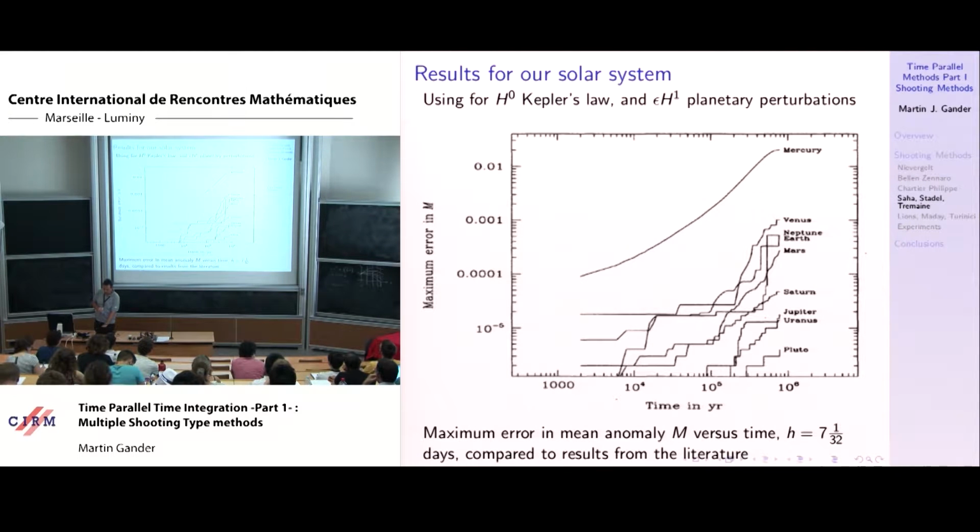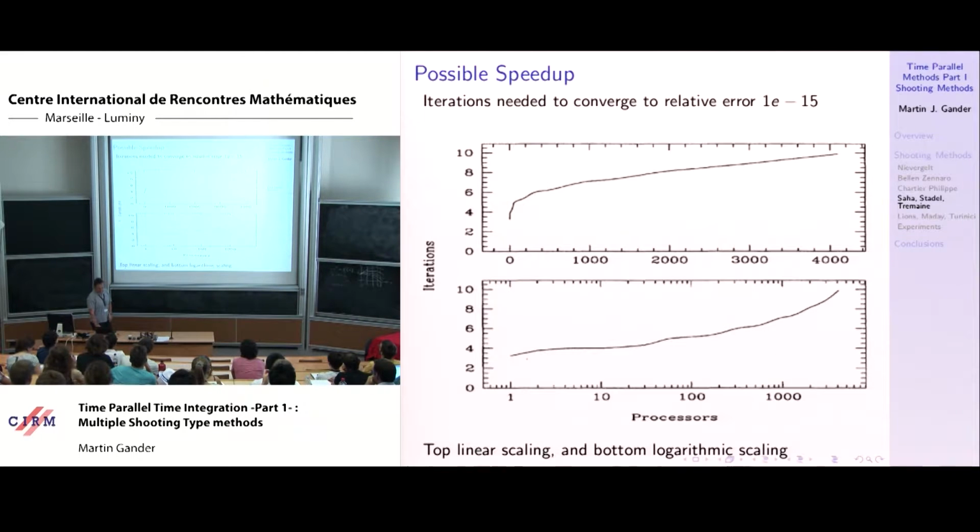So here is an example where they verify that they get accurate trajectories. Here is an example where they show how many processors they used and corresponding how many iterations they need. And you see, they don't need many iterations. With 10 processors, they need 4. With 100 processors, they need 5 or 6. With 1,000 processors, they might need 7 or 8.